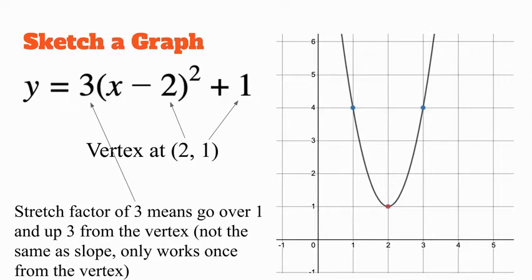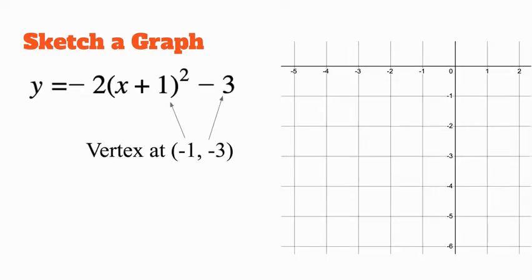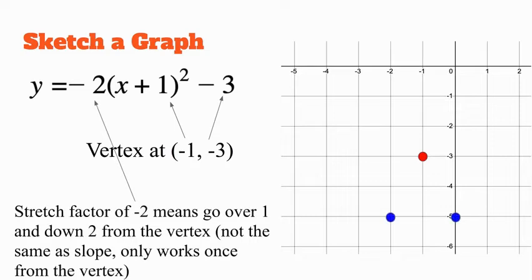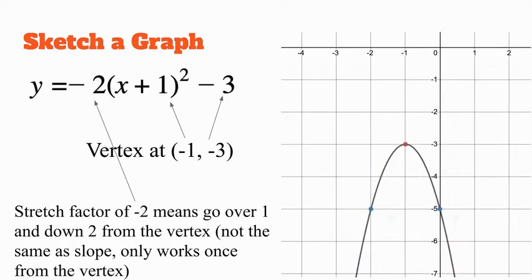Here we have y equals negative 2 times (x plus 1) squared minus 3. My vertex is at (negative 1, negative 3). Remember that you have to take the opposite of what's in the parentheses. And so I'm going to plot that point at (negative 1, negative 3). And now that you have a stretch factor of negative 2, you should know that your graph gets flipped upside down. But the other way to look at it is I'm going to go over 1 and down 2 in each direction from my vertex. So I'm going to plot those 2 points. And there is my parabola.